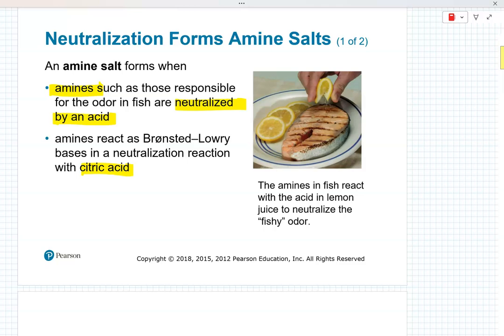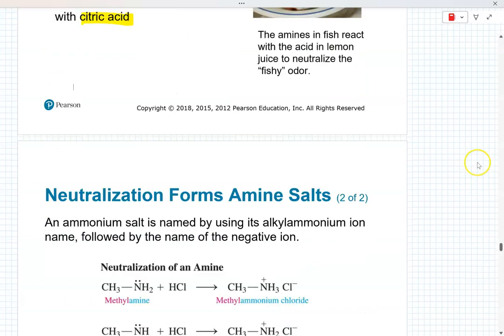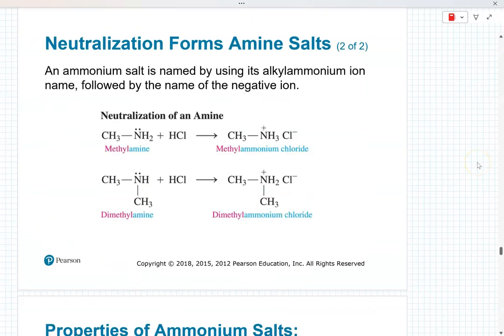When you cook fish and you want to get rid of that fishy smell, you basically squeeze some lemon juice into the fish and let it sit for a while, and citric acid from the lemon juice will neutralize those bases and will make fish smell less fishy. Okay? So in this example, you see not citric acid but hydrochloric acid, but essentially the reaction remains the same.